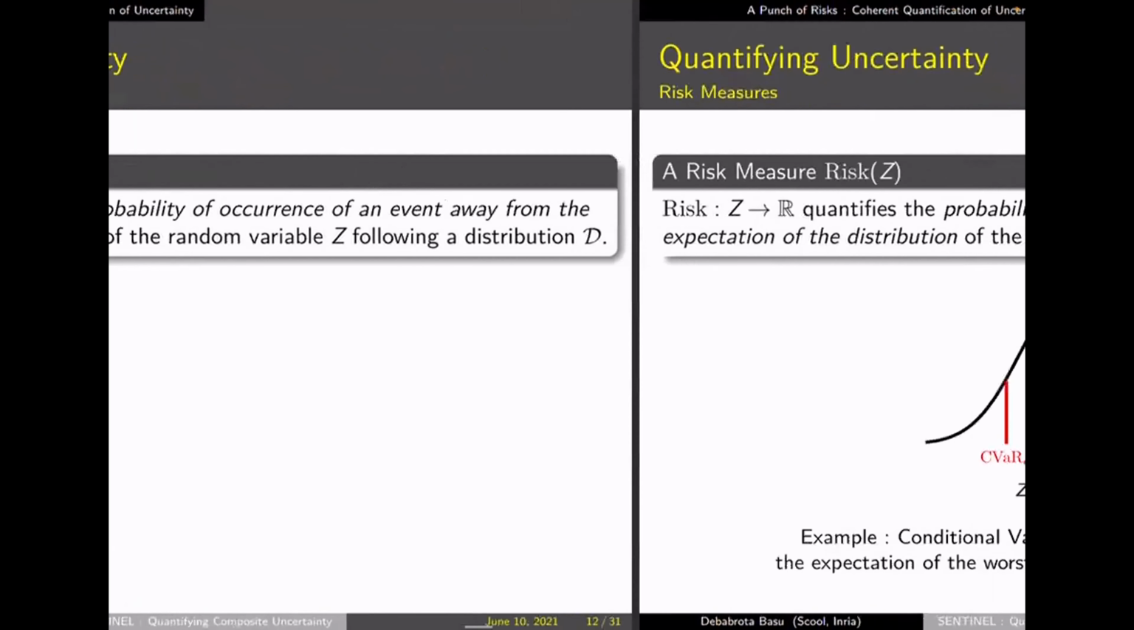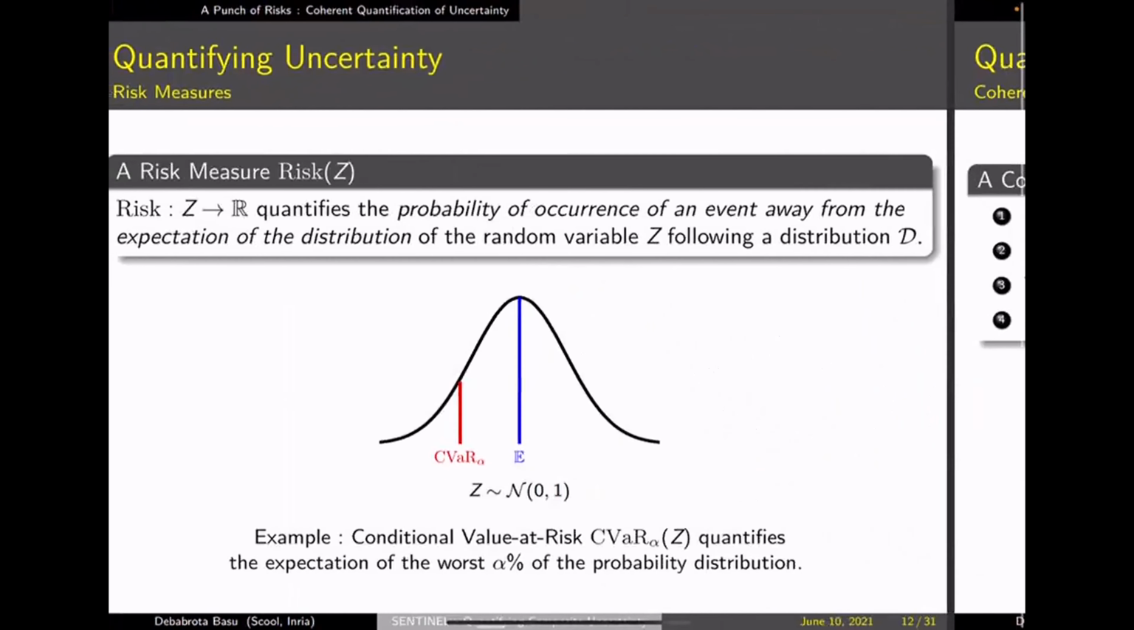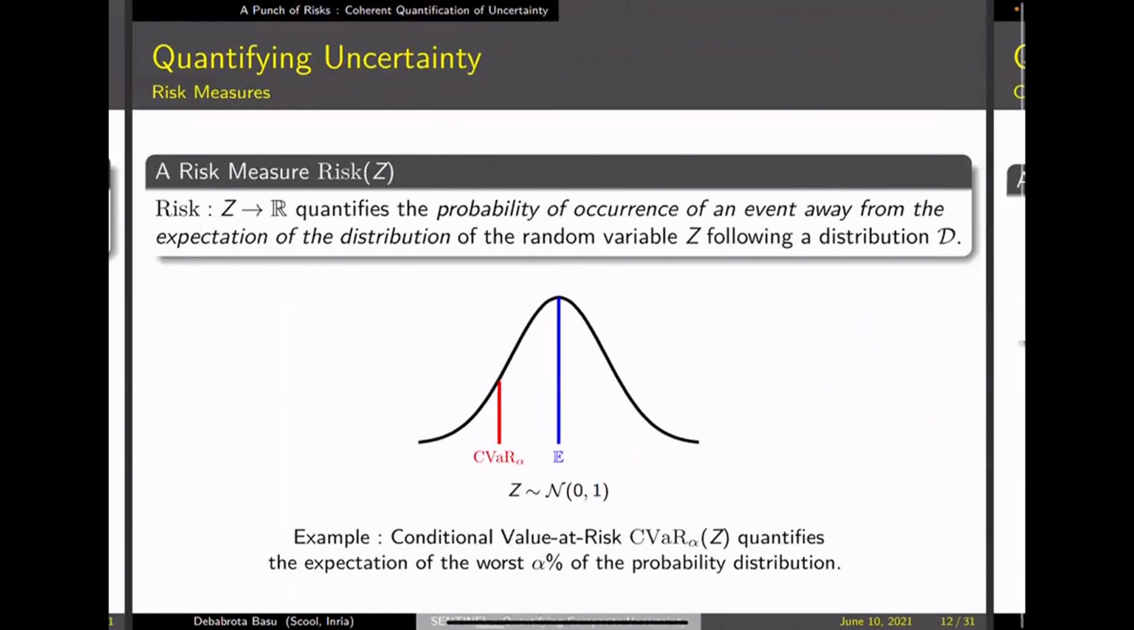So if we take this example, here we see that this is the expectation. This is a standard Gaussian with 0 mean and variance 1. And its expectation is exactly at 0, right? And then we want to know with how much probability an event occurs that z is less than or equal to alpha.